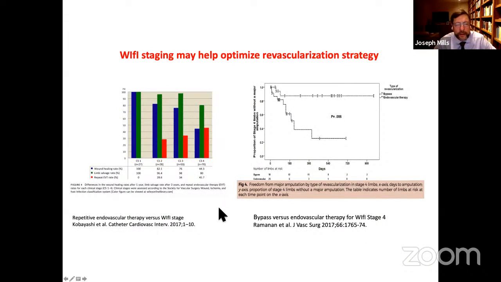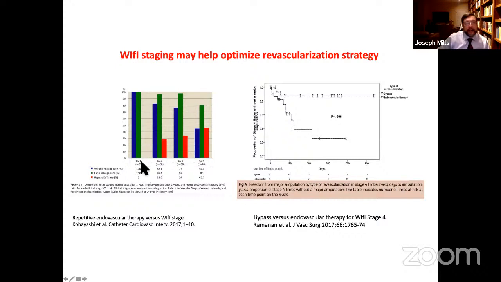Now, these are 2 important studies. So on the left here, this is from Japan. And in Japan, first of all, they have a lot of renal failure patients, and they have a lot of diabetes. And a lot of the endovascular therapy in Japan is done by cardiologists. So this group of CLTI patients was stratified by Wi-Fi, and all they got was endovascular therapy. They never got a bypass. So blue is wound healing rate, green is limb salvage rate, and red is repeat endovascular therapy rate.